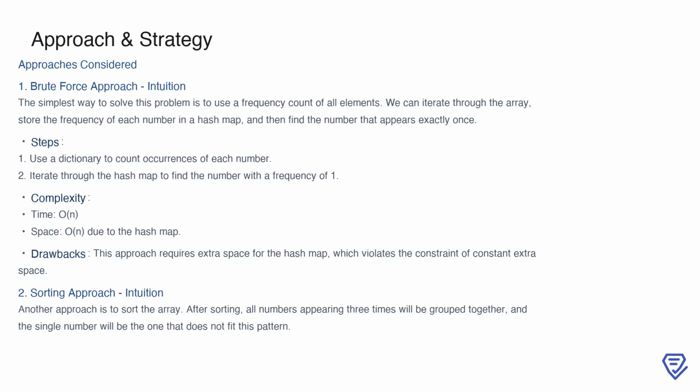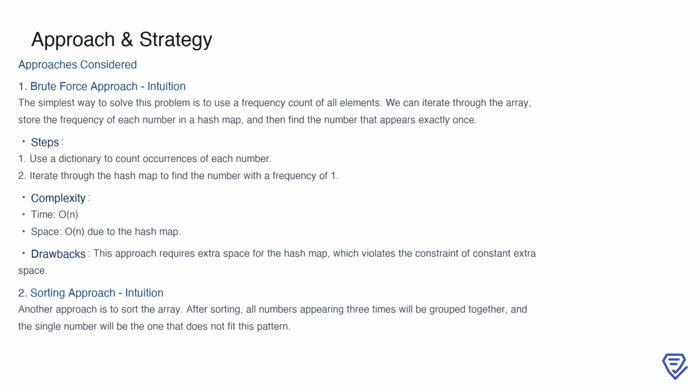To solve the problem of finding the single number that appears only once while all other numbers appear exactly 3 times, we can start by exploring some intuitive approaches. The brute force method involves using a frequency count. Here, we iterate through the array and count the occurrences of each number using a hash map. Once we have the frequencies, we identify the number that occurs exactly once. While this method is simple and runs in linear time, O(n), it requires additional space for the hash map, which violates the constraint of constant extra space.